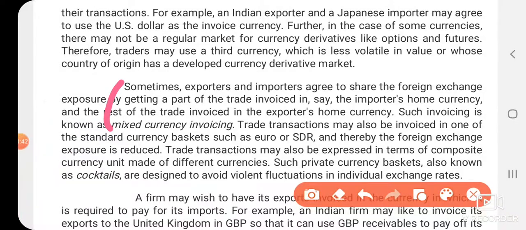Trade transactions may also be invoiced in one standard currency basket, such as euros or special drawing rights. Here you may have a doubt about what is meant by special drawing rights. In previous videos, go to my channel and watch it. I have explained special drawing rights very well and in depth. However, the term has come up here, so I'll explain it briefly.